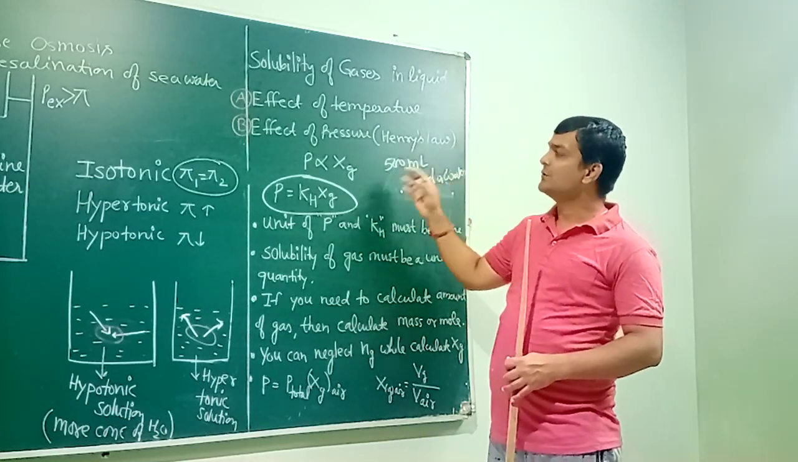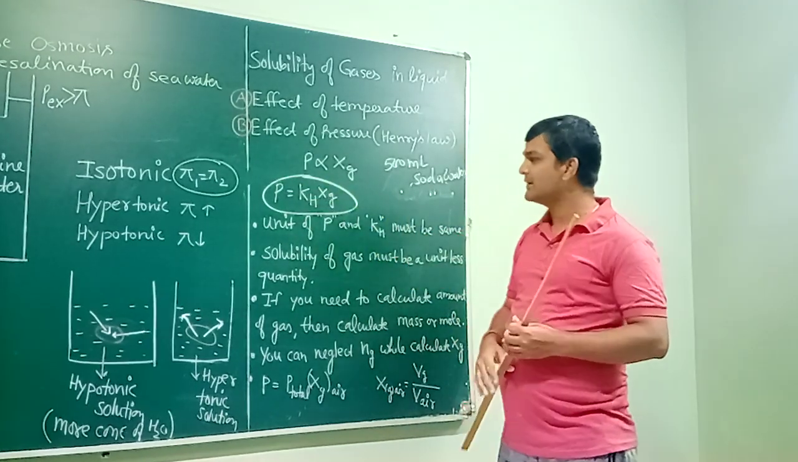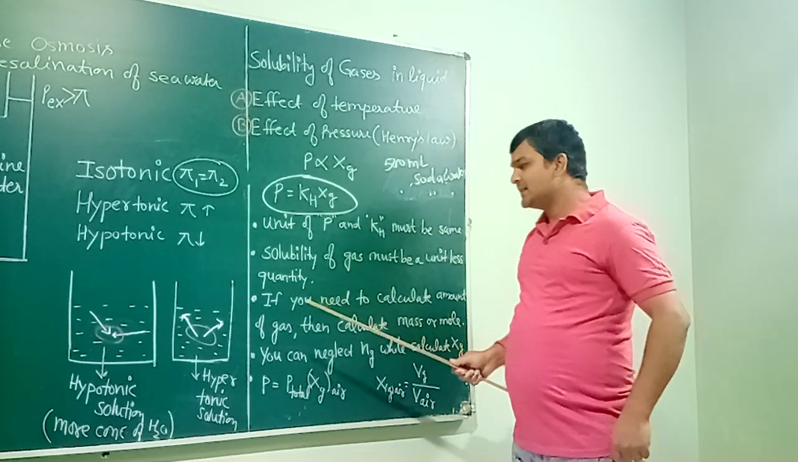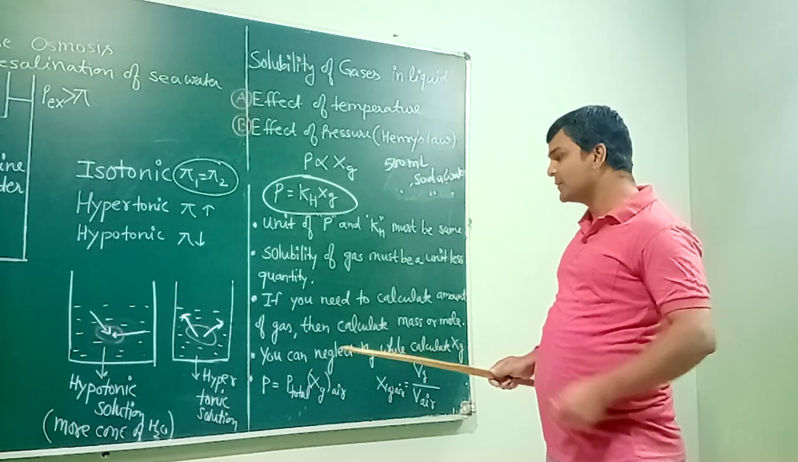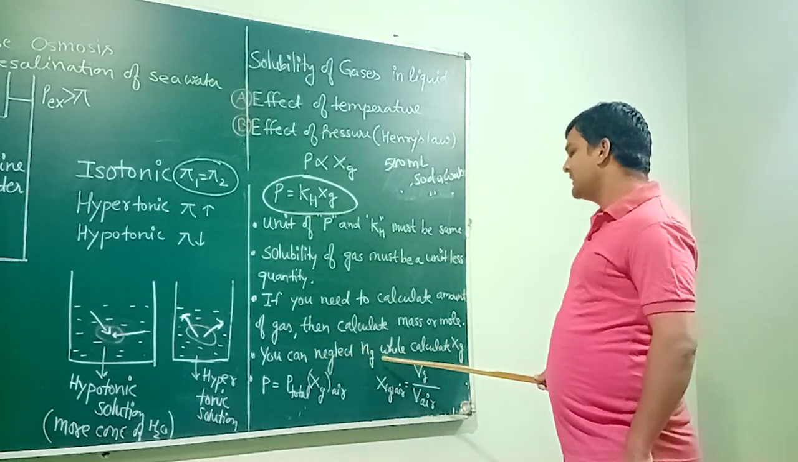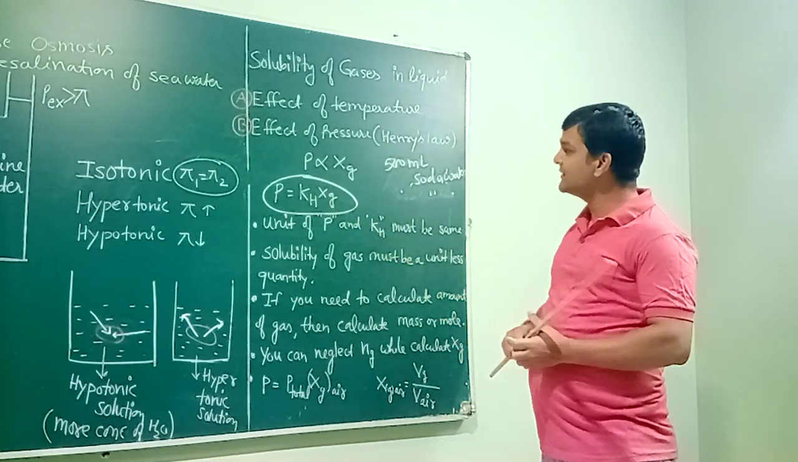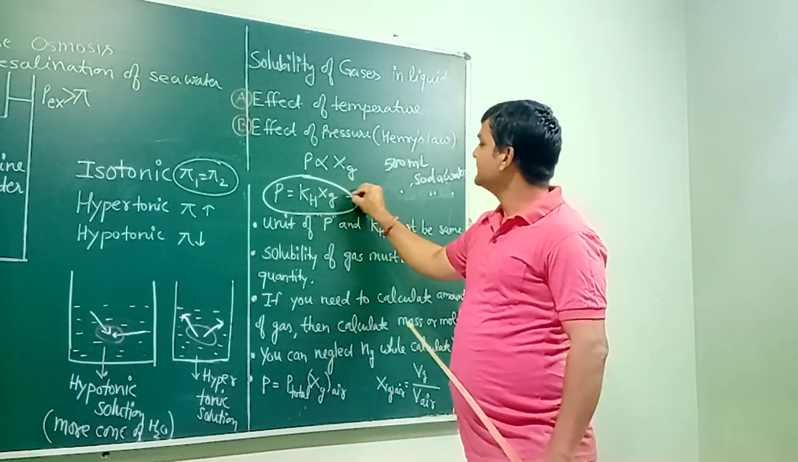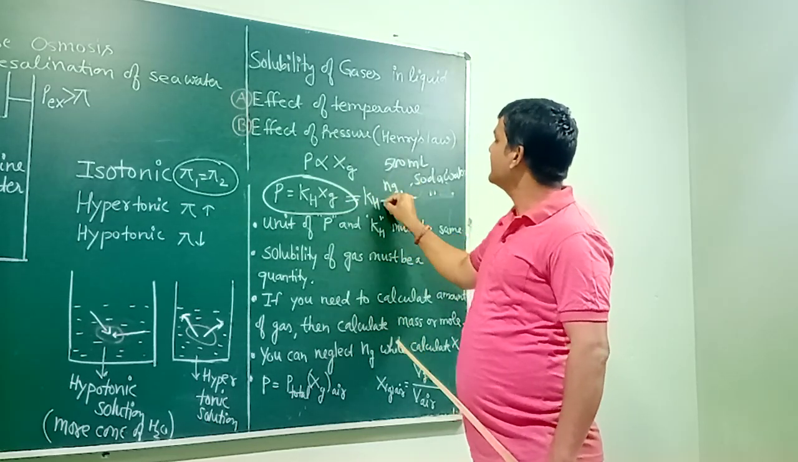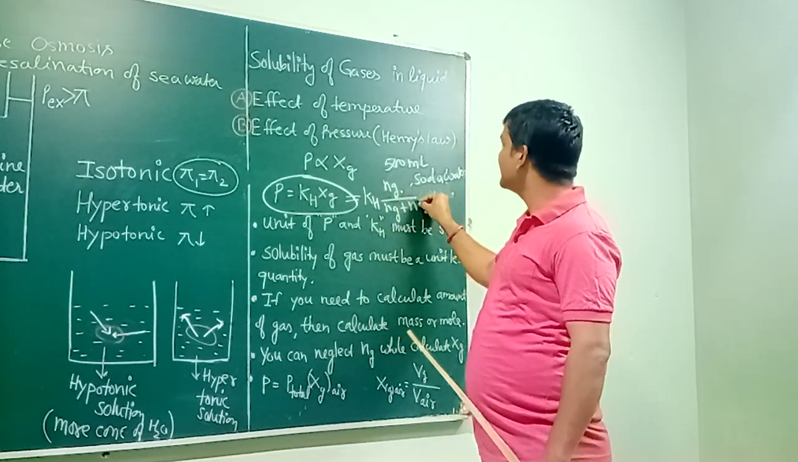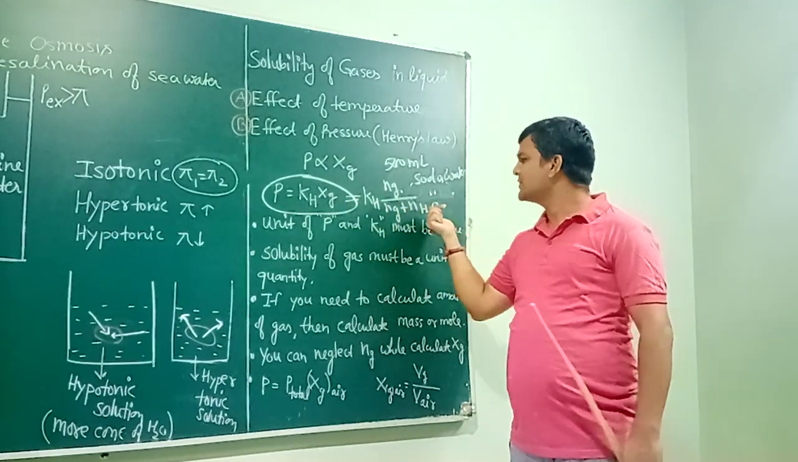This helps you to put the value of moles of water when you do numericals with respect to Henry's law. So this is the third point: if you need to calculate the amount of gas, then calculate mass or moles. Fourth point, you can neglect moles of gas while calculating Xg. Now Xg can be written as moles of gas divided by moles of gas plus moles of solvent. In most of the questions, the solvent will be water.